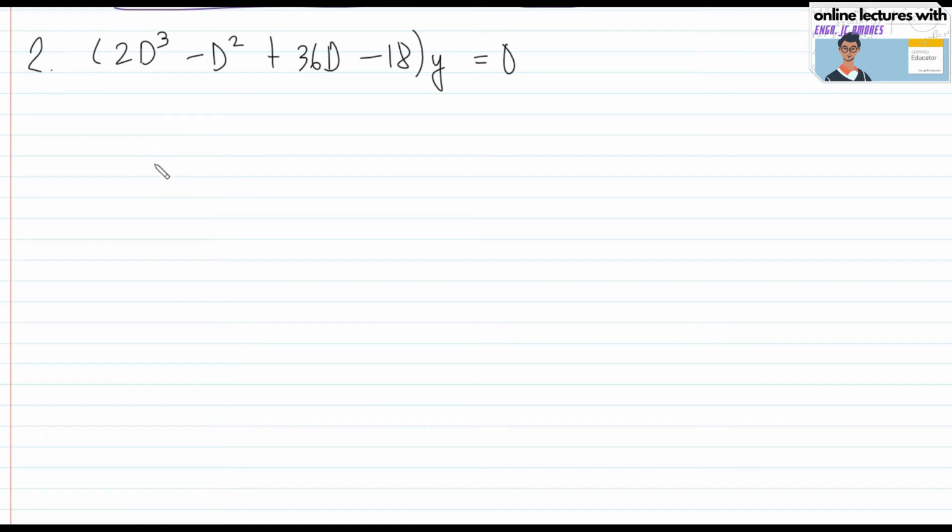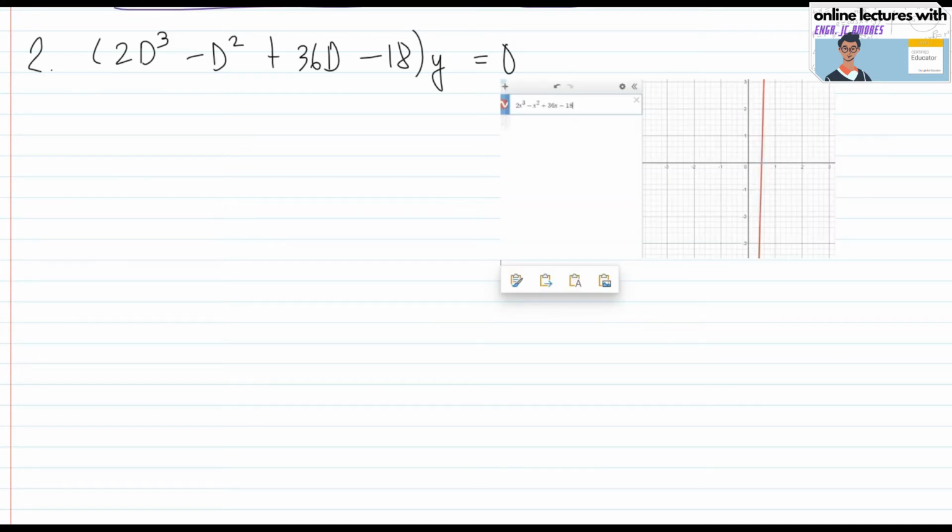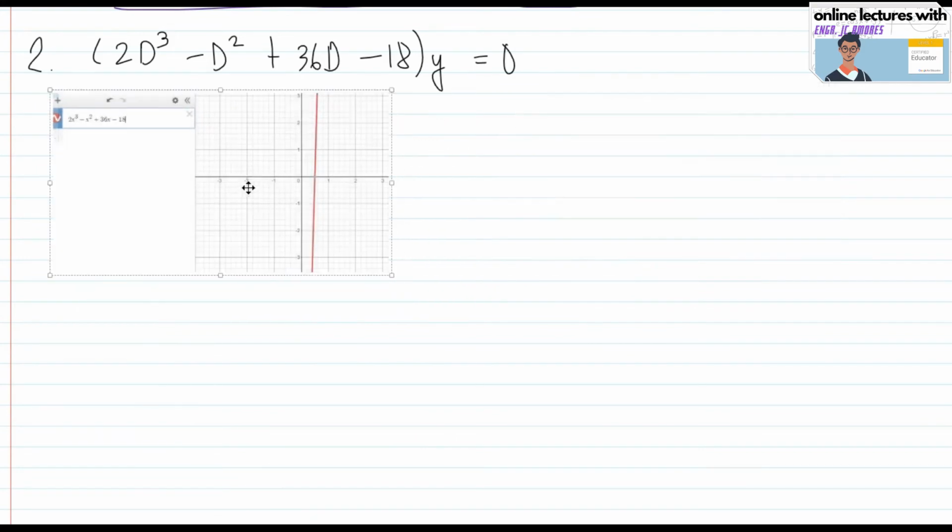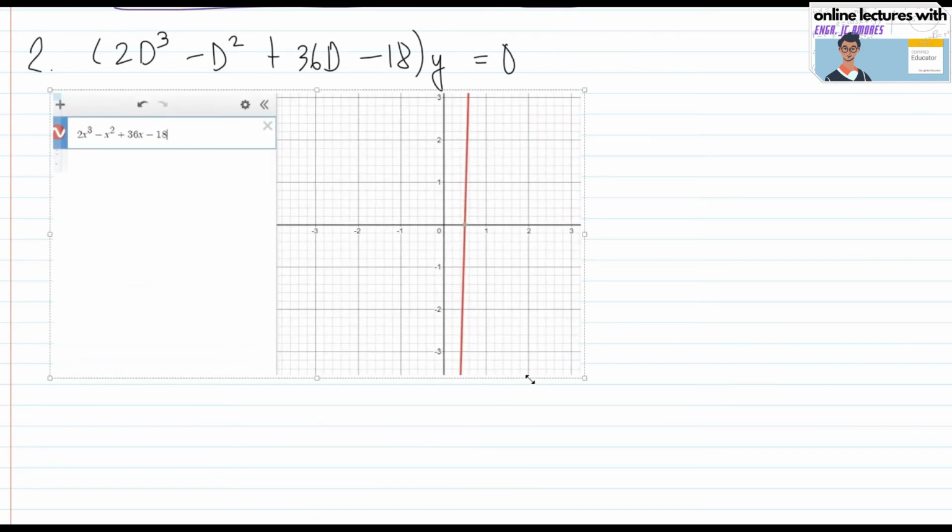So we have next the quantity 2D cubed minus D squared plus 36D minus 18, times y, is equal to 0. As I've mentioned before, you can use an online grapher to verify at what point the graph intersects with the x-axis, because at that particular point you know that the point is a root. Here, this particular point is 1 half, 0. So we can now see that 1 half is a root.